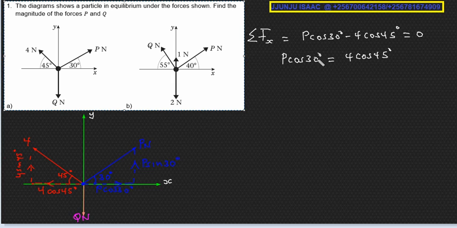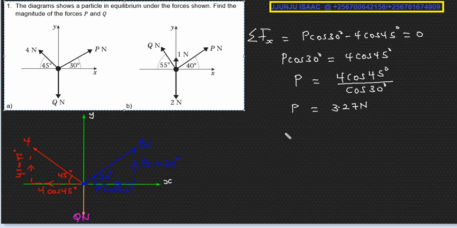So if we are interested in P, P is going to be 4 cos 45 degrees over cos 30 degrees, and press the calculator. Our P is going to be 3.27 newtons.